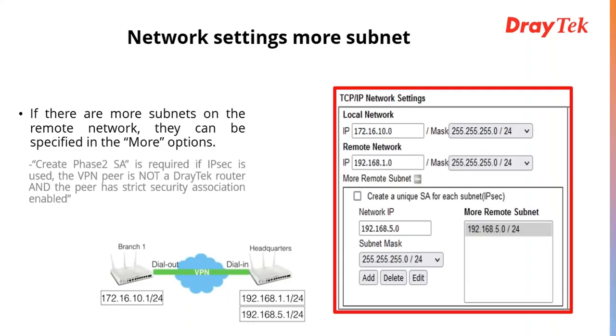To do this, we go into the branch router's VPN profile and click on the More Remote Subnet option and enter the additional network address and subnet mask. With this setting, we'll be able to access the 192.168.1.0/24 and 192.168.5.0/24 networks that are on the HQ router.